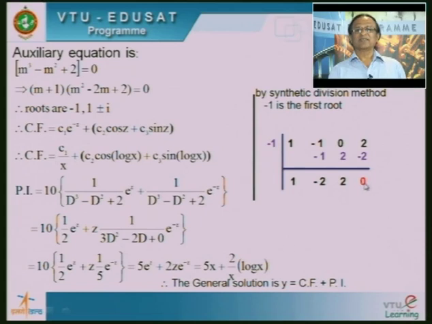Okay, here I have obtained the 0. So, what is the next step? It is very simple. Now I have obtained the numbers 1, minus 2, 2. What do they represent? I can write down one factor of the auxiliary equation. Is it clear? Okay. What is the minus 1? Minus 1 is one root of the auxiliary equation. It is understood that minus 1 is one root of the auxiliary equation, meaning m plus 1 is one factor of the auxiliary equation. What about the other factor? The other factor can be written using these coefficients.